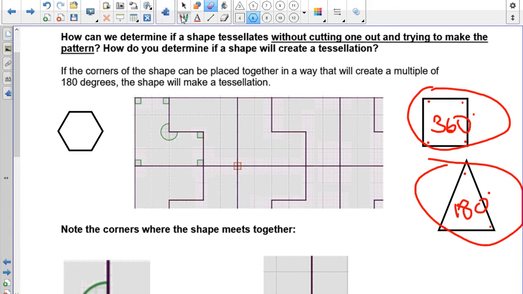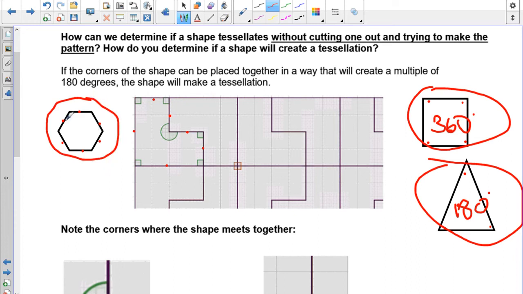Now, a hexagon is defined as 6 sides. So 1, 2, 3, 4, 5, 6. If you look over here, I've got 1, 2, 3, 4, 5, 6. This is what's referred to as a regular hexagon. All the angles and all the sides are all equal.